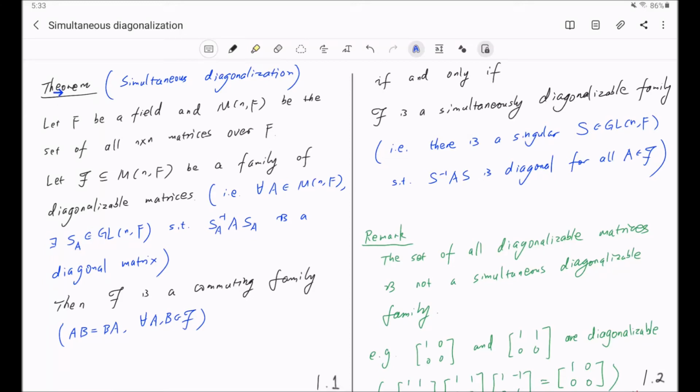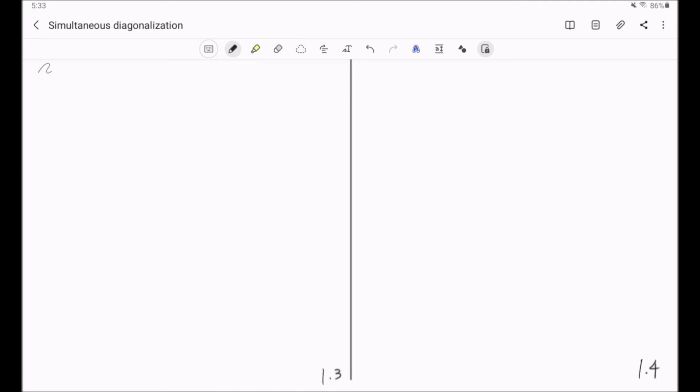To prove this theorem, we need the following lemma. Let F, as before, be a field and let B be a block diagonal matrix of size n.